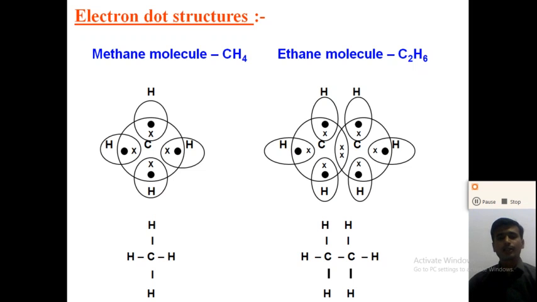So dear student, understand how the electron dot structure is drawn, right? This one is important for the examination also. Draw the electron dot structure of the ethane molecule, draw the electron dot structure of carbon dioxide, draw the electron dot structure for ammonia. So these questions are important for the examination also, right? Understand?